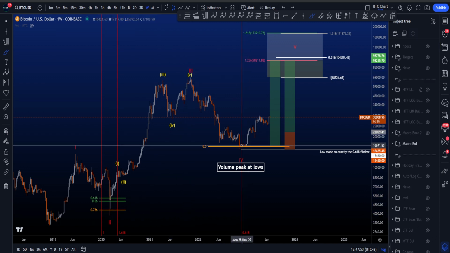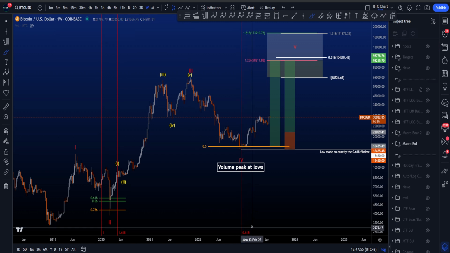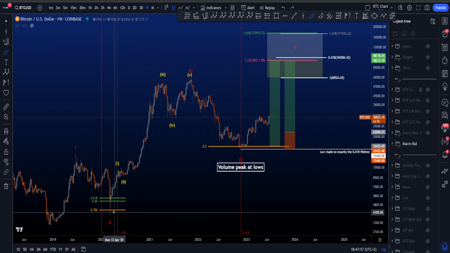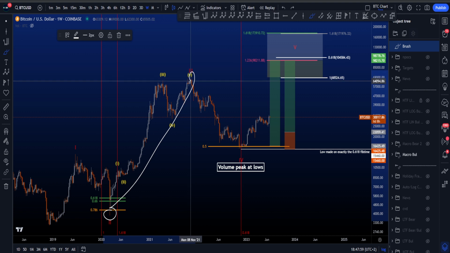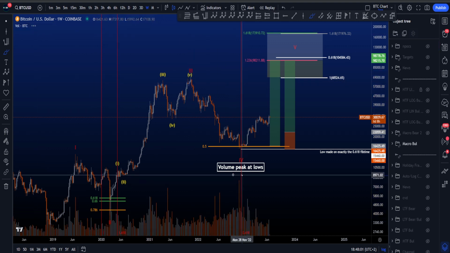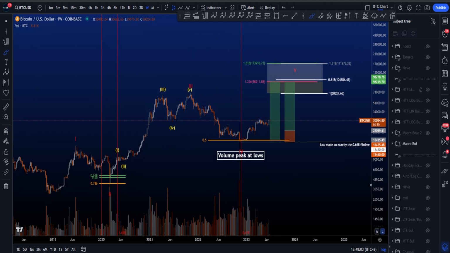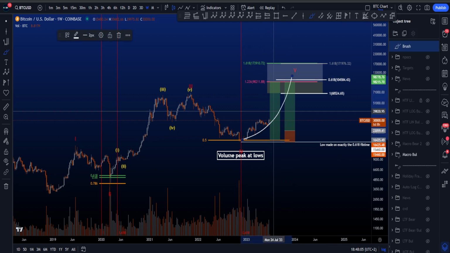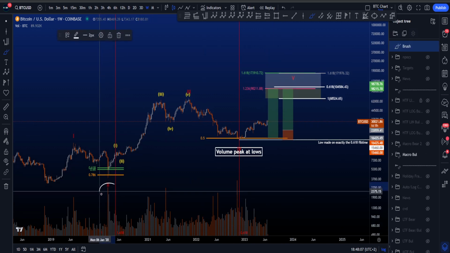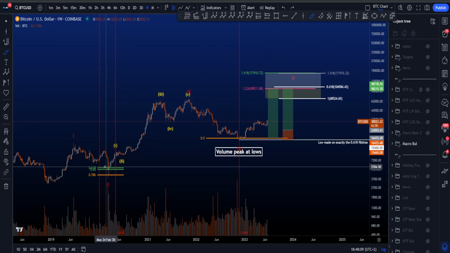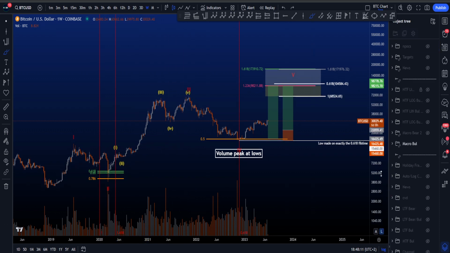And as additional confluence, the exact week low was also made on the 0.618 Fib time, also taken from the low of 2 to the high of 3, and we had a volume peak at the lows of this wave 4, which can signal a potential reversal area, just like it did with the low of wave 2 over here. High amount of volume for then a reversal towards the upside.